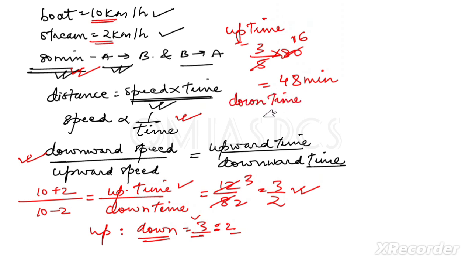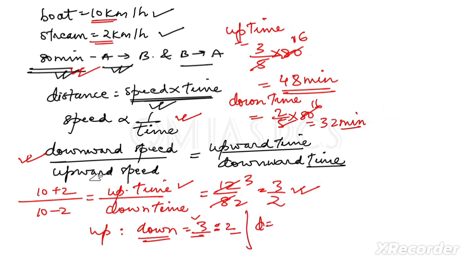This is for up time, and for down time it will be how much? 2 by 5 multiplied by 80, so again it will be 16, that is 32 minutes. So we got the time. Now that you have the time, you can solve the distance. Okay, so here we are solving distance.